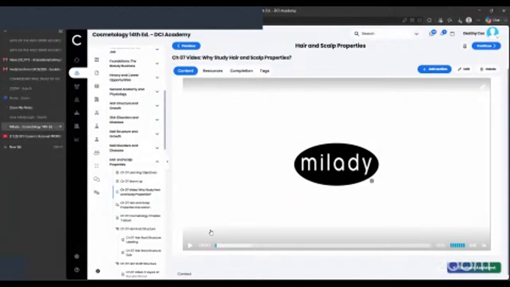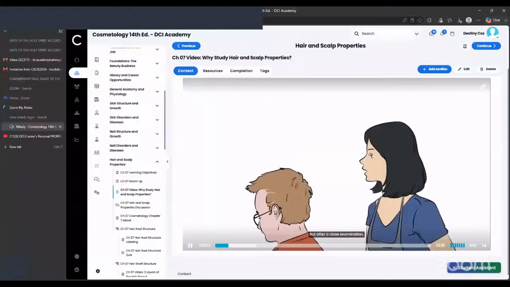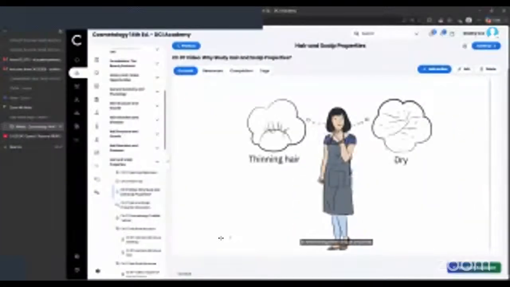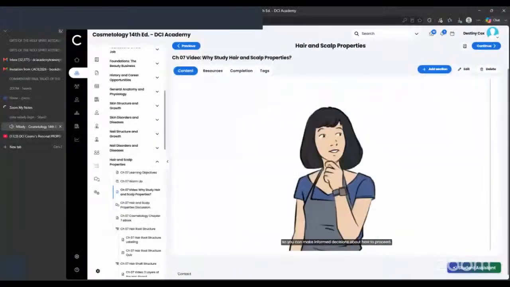Bob has requested a perm from Marta, but after a close examination, Marta determined her client's hair is counting on you to steer them in the safest and healthiest direction for their hair's unique properties. And a hair and scalp analysis is the first step in determining those unique properties so you can make informed decisions about how to proceed.